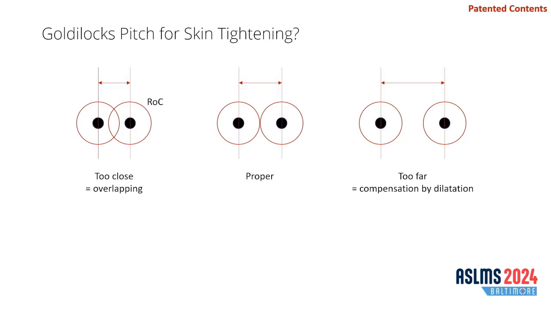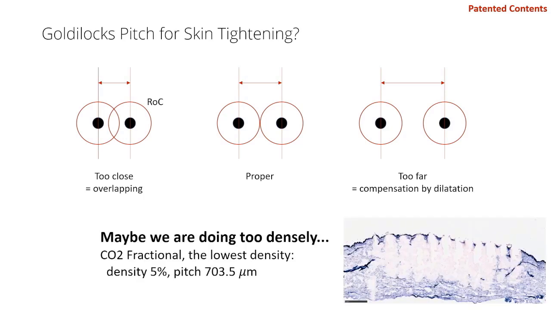studies that began from a conjecture that there must be an ideal pitch distance for a fractional tightening treatment. And if there is, then we would be able to implement a design in plane contraction as well. So in this image, I used the lowest density mode of the CO2 fractional laser. But the loss of viability zones were densely packed adjacent to each other, unnecessarily.